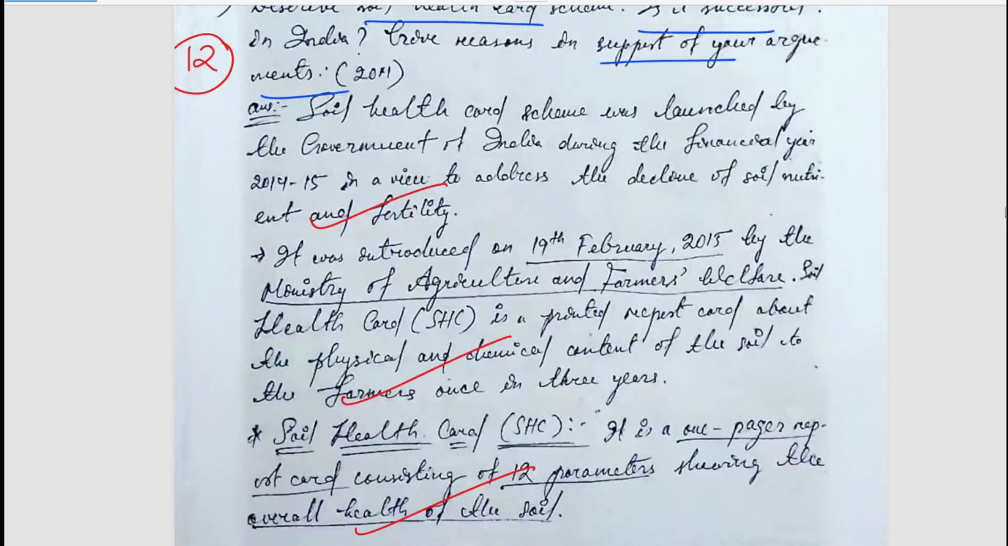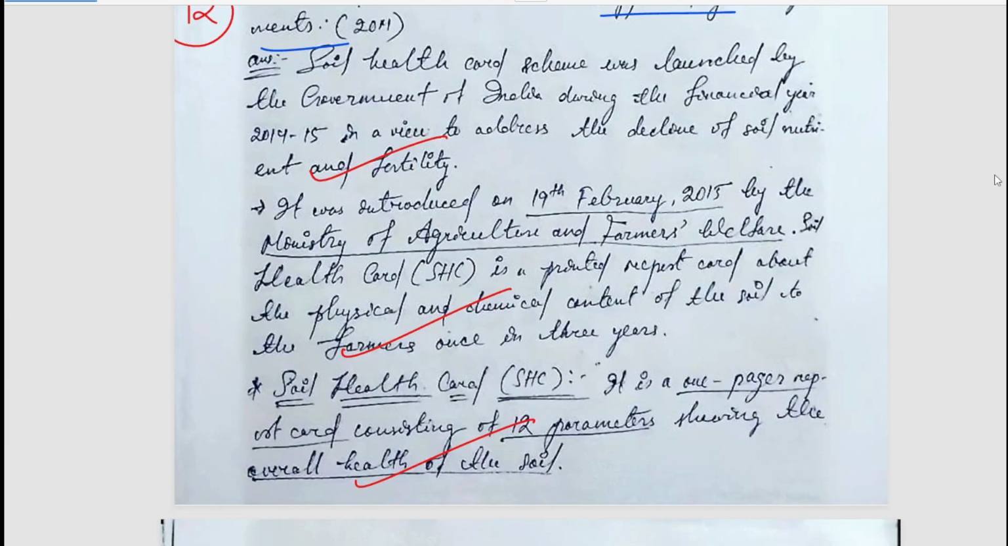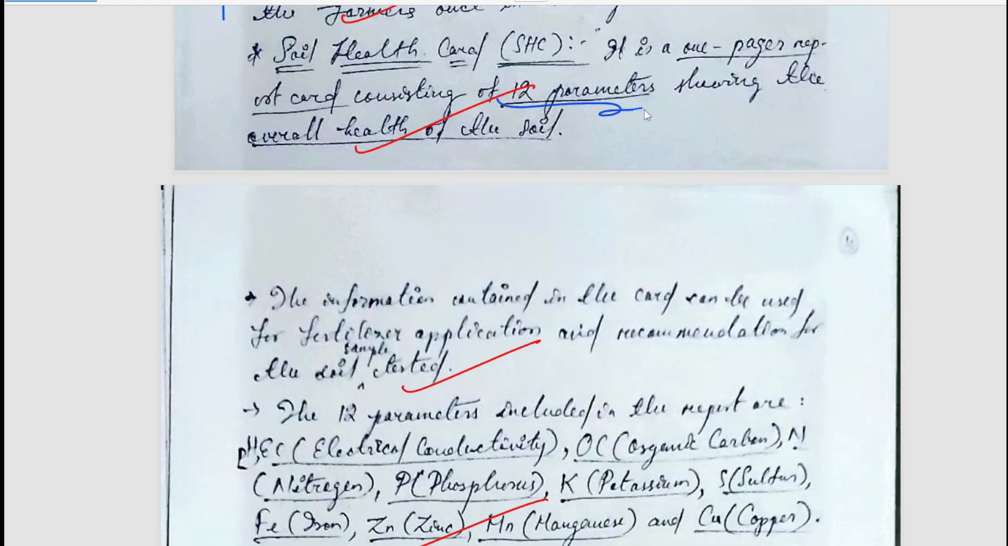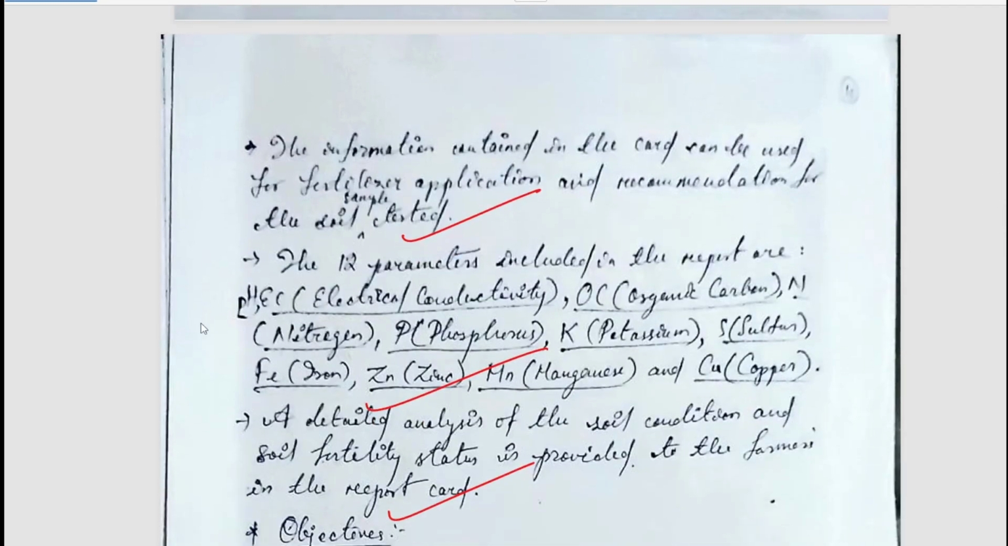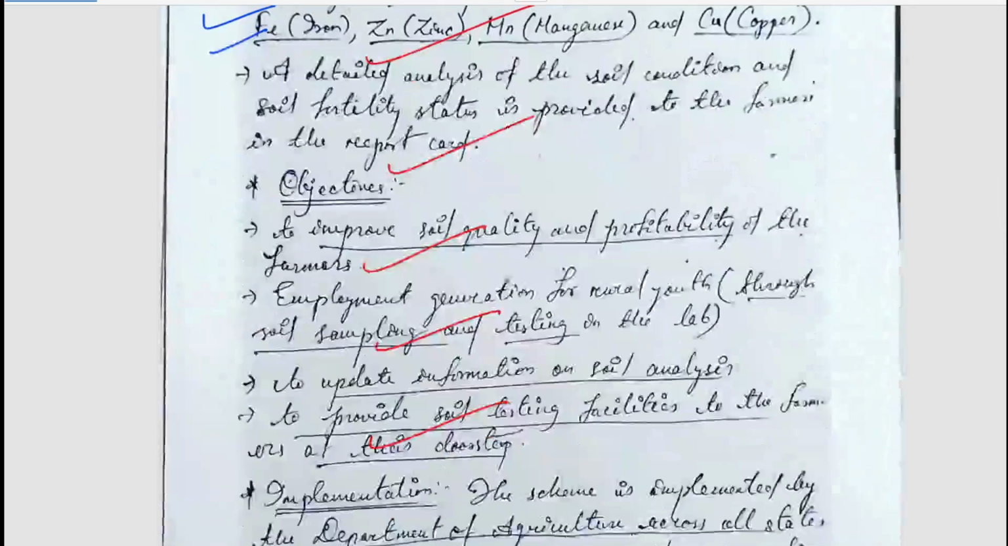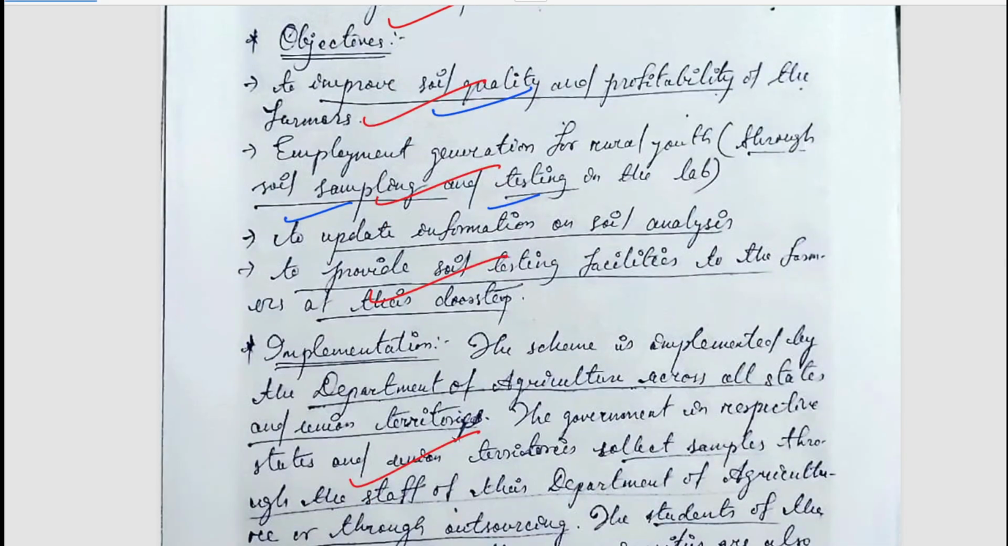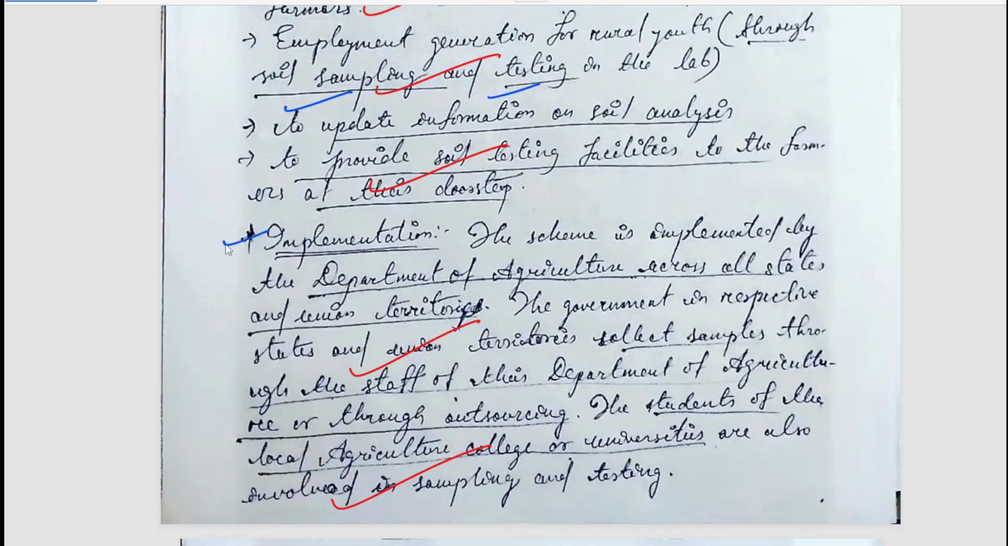First of all, the soil health card has been described in brief. That is very good. It was started in 2015 by the Ministry of Agriculture and Farmers Welfare. The scheme has been explained. It has 12 parameters of soil health, and all those 12 parameters have been written. Very good. Objectives have been mentioned: to improve soil quality, soil survey and sampling testing. All these things will be done. Well written points. You can simply pause and read. Its implementation has again been described.